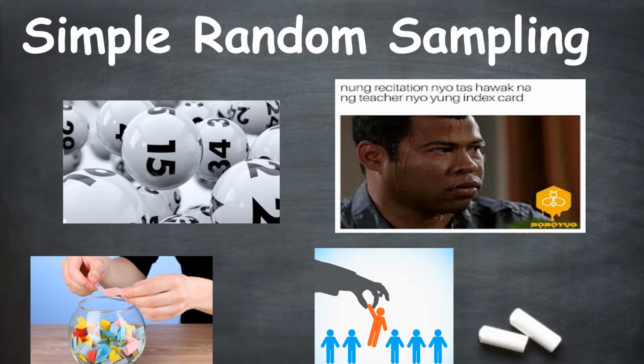The next technique that you can use if you're under simple random sampling is the fishbowl technique, wherein you just write the names of the individuals in your population on small pieces of paper, then you put them in a container, then you randomly select a piece of paper. The random selection of index cards during recitation that is done by your teachers during the face-to-face class is also an example of simple random sampling.